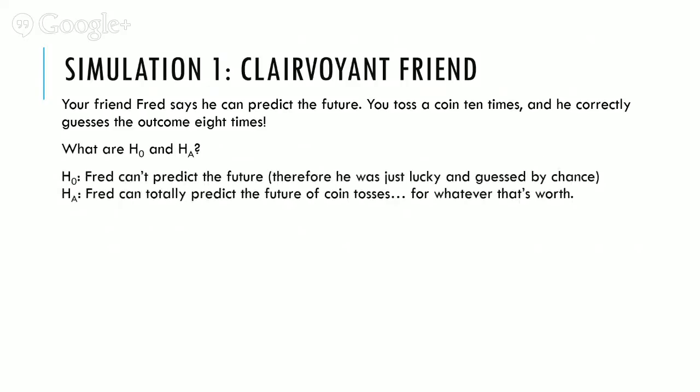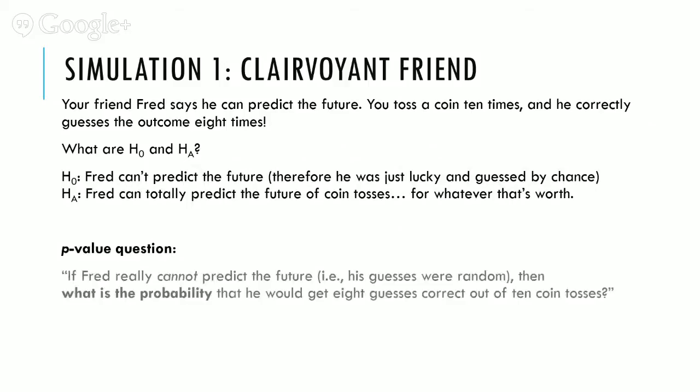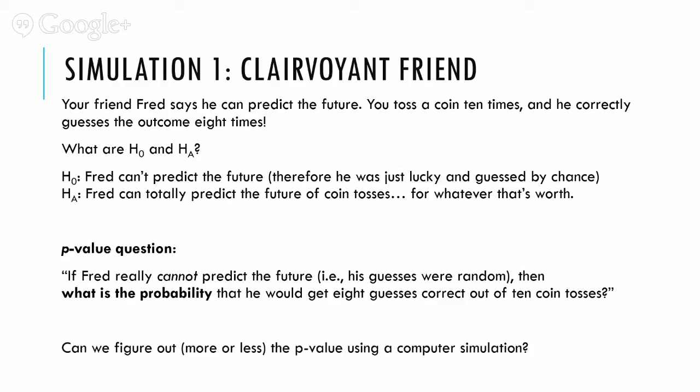What are the null and alternative hypotheses? Pretty standard. If this doesn't make sense to you, you should go back and review previous lectures. What's the p-value question? Well, if he can really not predict the future, if the null hypothesis is true, then what is the probability that he would get 8 guesses or more correct out of 10 coin tosses? 8, 9, or 10 out of 10. So it has to be 8 or more, extremely unlikely.